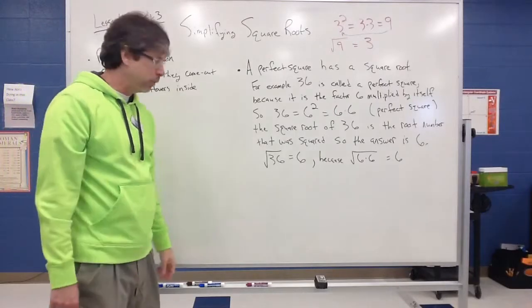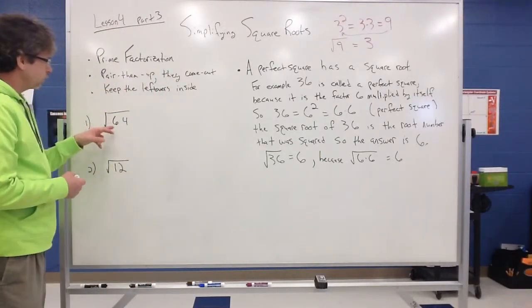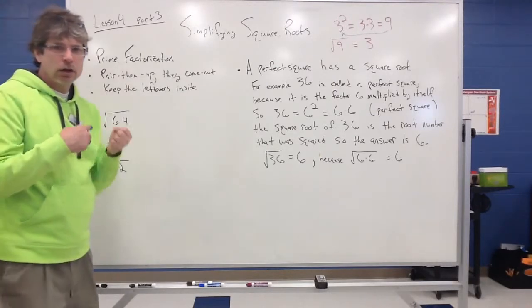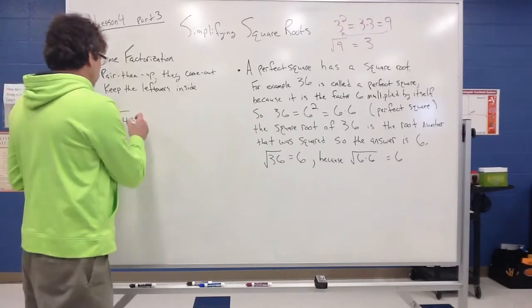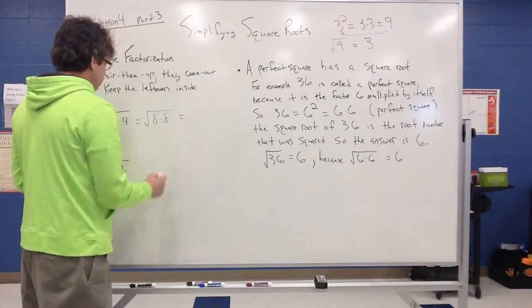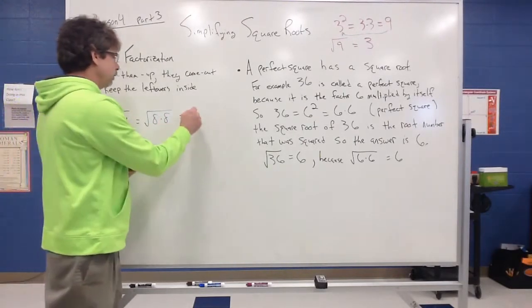So I'm going to work a couple of examples here and see if we can make some sense of these again. The square root of 64. Well, actually, if you know your math facts, the square root of 64 is a perfect square because we know that 8 times 8 is 64. Therefore, the square root of 64 is 8.